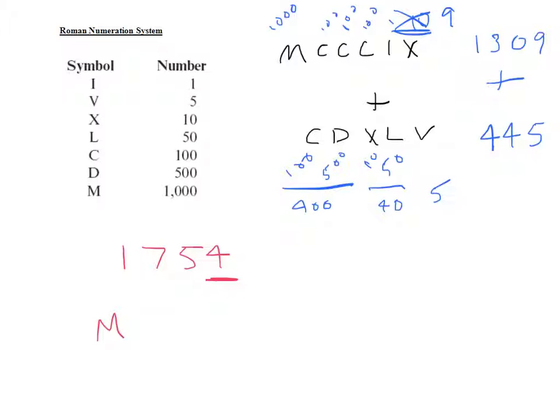Alright, 700, we can't just put 700 Cs, so we got to break it up. We got to do a 500 first. That's a D, and then 2 more hundreds, which is CC, so that's 700. And then we got 50, which is just L, and then 4, which we have to be careful with. That's a 1 before a 5, so we do a 1, then a 5. So our answer would be MDCCLIV.